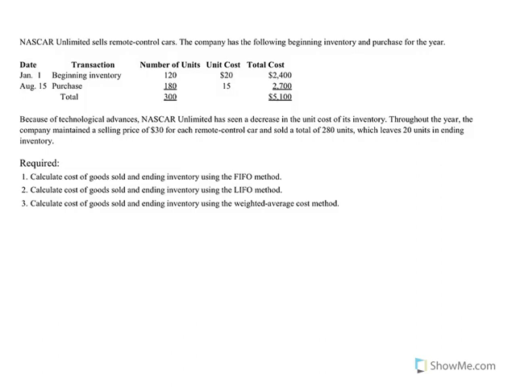Okay, so we're going to look at an example now of different inventory costing methods. NASCAR Unlimited sells remote control cars. The company has the following beginning inventory and purchases for the year.